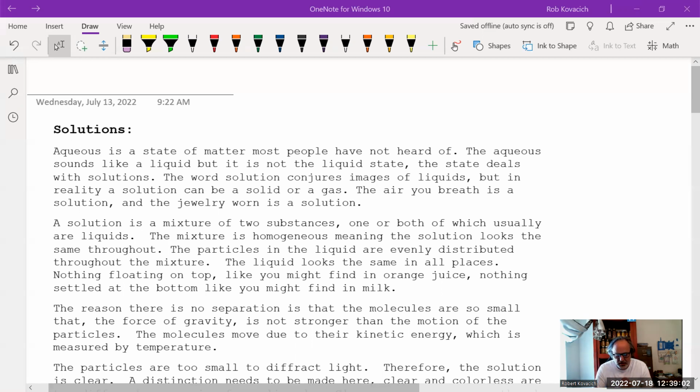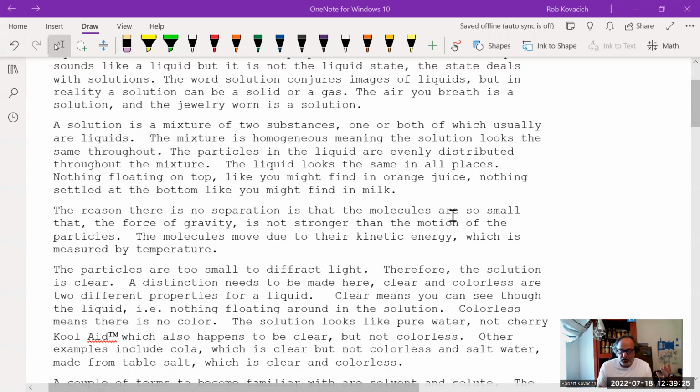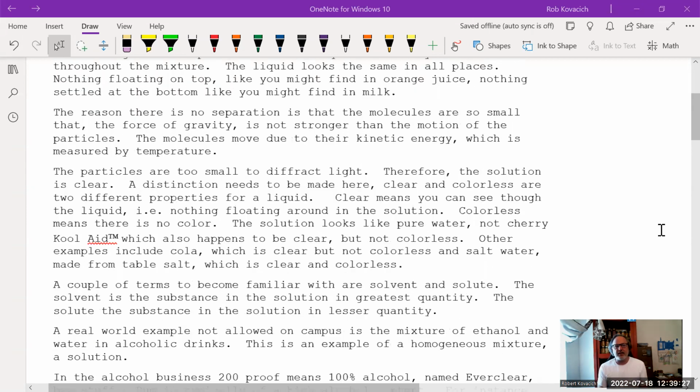The amount of interaction between those two objects, so let's say table salt and water, allows those Na's and Cl's that are floating around inside of the water to stay basically completely chaotic and for all practical purposes evenly distributed throughout the entire solution. The particles are also going to be too small to diffract light.